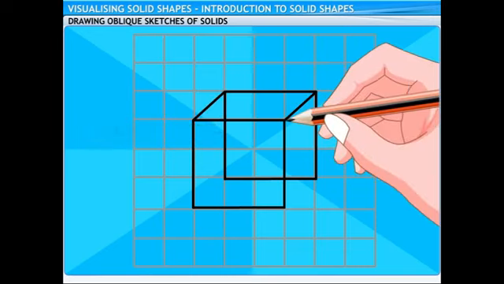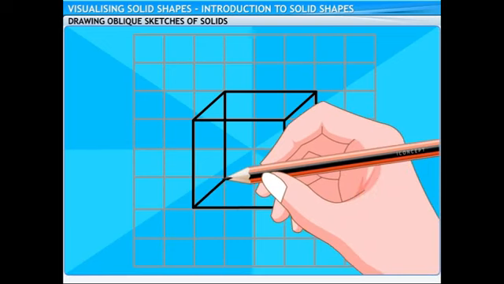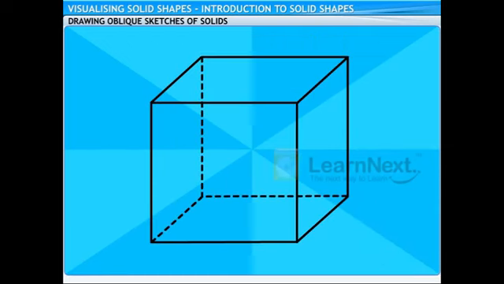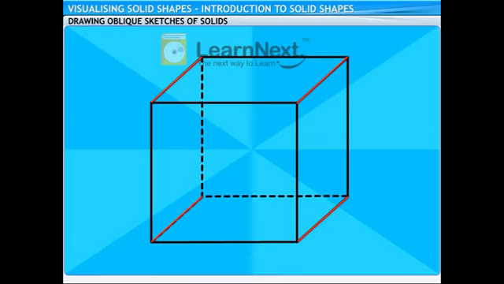Now, join the corresponding corners of the square. And finally, the edges that cannot be seen need to be redrawn with dotted lines. The sketch is ready. Wasn't that easy? We can see that the front face and the opposite face of the cube are of the same size. Also, the edges appear equal, though we do not draw them of the same length.